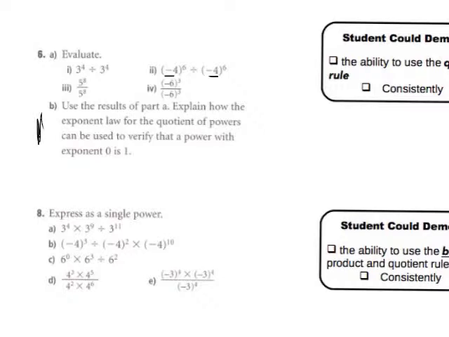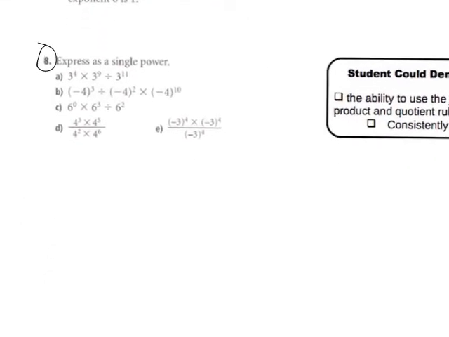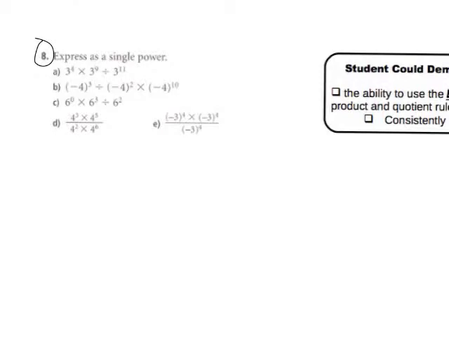Here's something you'll be working on by yourself. Now we'll throw number 8. We'll throw some tougher questions in, and we'll do, for example, let's do C. 6 to the power of 0 multiplied by 6 to the power of 3 divided by 6 to the power of 2.